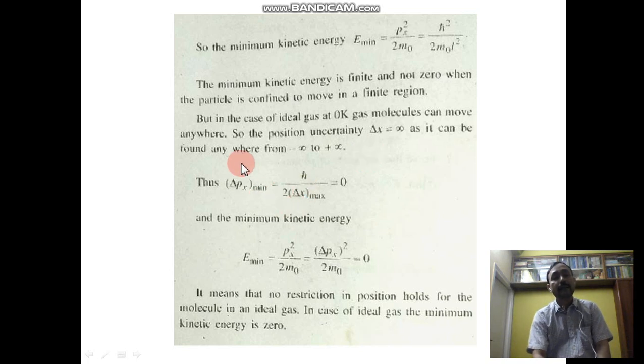Thus delta px minimum is equal to h cut by 2 delta x max. So if delta x is infinite, then this becomes 0, and the minimum kinetic energy E min is equal to delta px square by 2 m0, where delta px square is equal to 0. So E minimum is equal to 0. It means that no restriction in position holds for the molecule in an ideal gas. In case of an ideal gas, the minimum kinetic energy is 0.